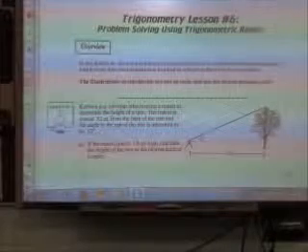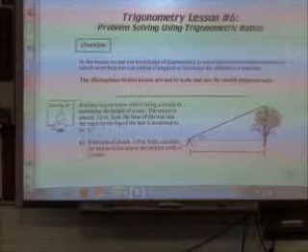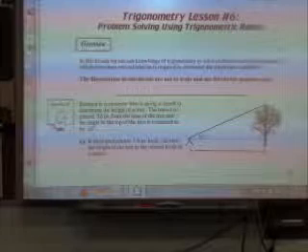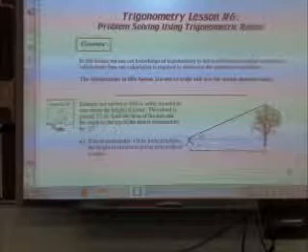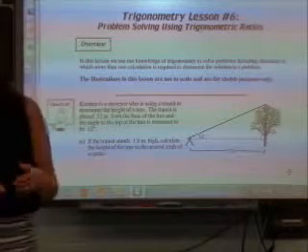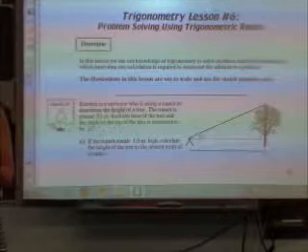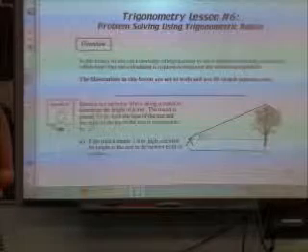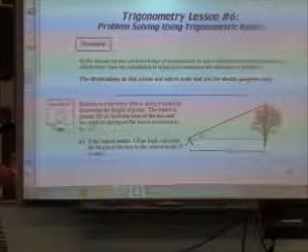So lesson number 6 is problem solving. Instead of being given the triangle, we might be given circumstances in which we have to draw the triangle, or we're given a sketch of a triangle, but it gives us some application as to when we would use trig to solve in real life situations.